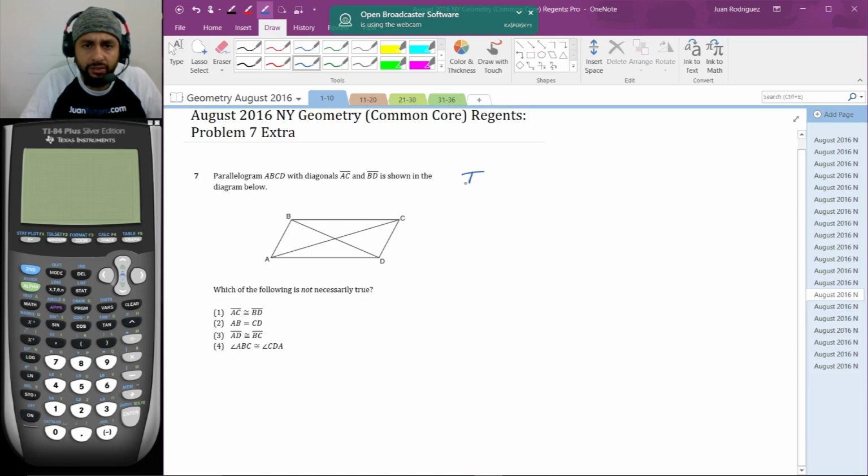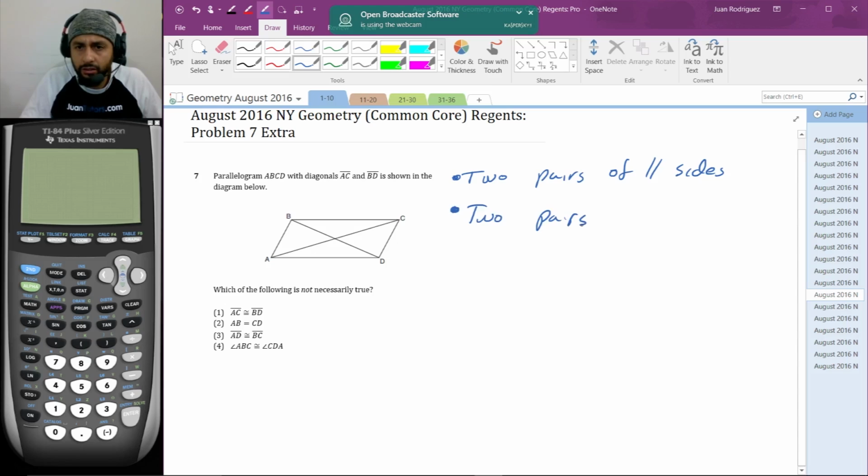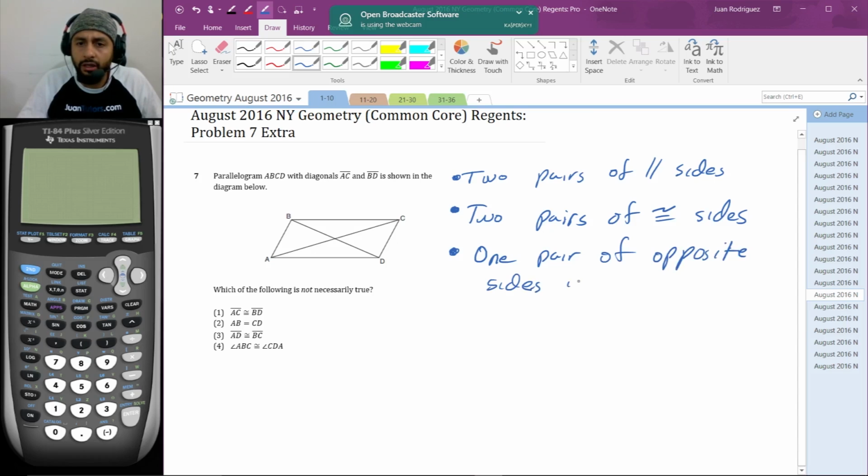Two pairs of parallel sides. I'm going to give you all the properties that parallelograms hold that are tested on this test. Two pairs of congruent sides. So if any of these statements hold, then the object is a parallelogram, and if the object is a parallelogram, then all of these statements hold. But only one of these has to hold for the object to be proven to be a parallelogram. One pair of opposite sides is both parallel and congruent.